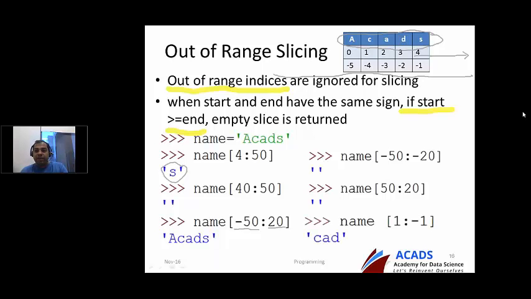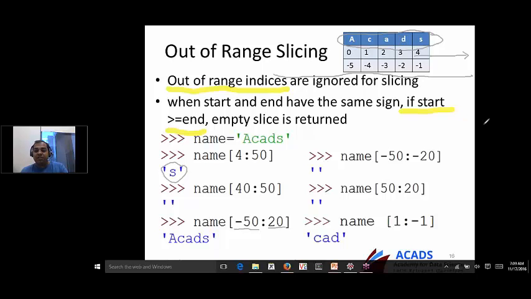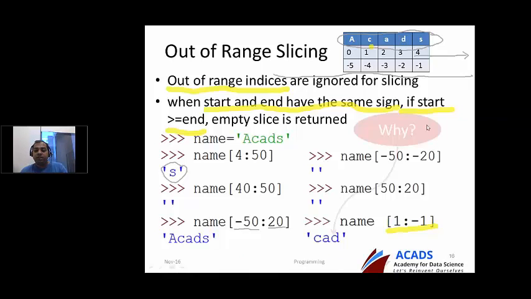Finally, if I say name[1:-1], now this is something interesting. In this case, even though it looks like start is greater than end, we are still getting a non-empty slice, and that is because we are mixing signs. In this case, the rule that start greater than end does not apply. Remember, the start greater than end rule applies only when both start and end have the same sign. If you mix the signs, it's better to convert them to the same sign and then only apply this rule. If there are any questions about slicing, please raise your hand.